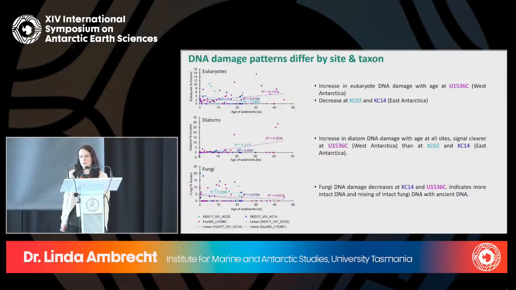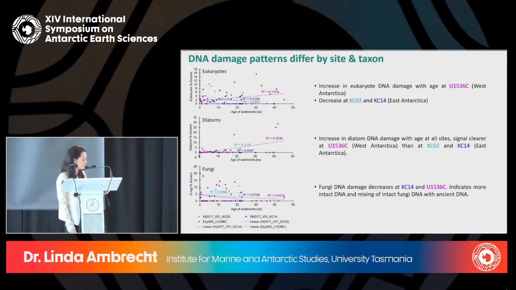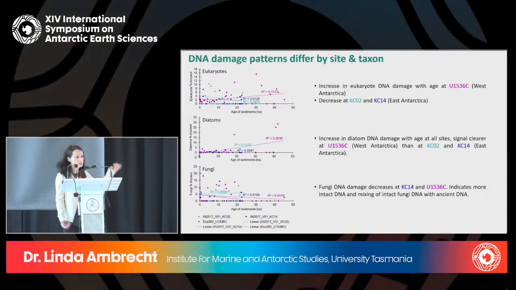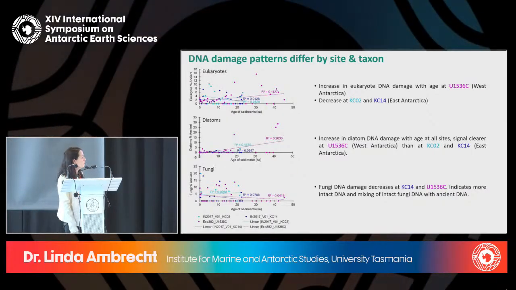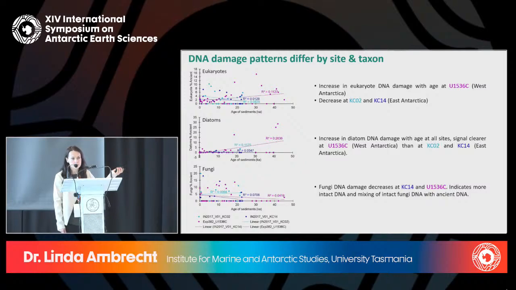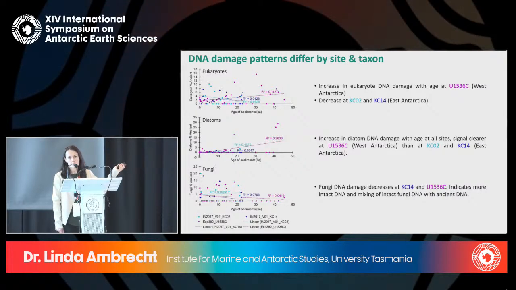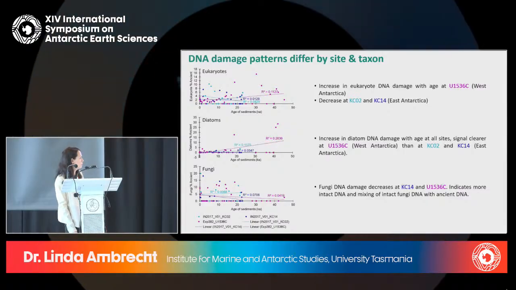And first of all, I've been looking at the damage patterns of all of the eukaryotes together. And what you would expect, of course, the deeper the sediments are, the older the sediments are, the more damage there is. But we only really found that at the IODP sites when we're looking at all the eukaryotes. In the East Antarctic, what we're seeing is a decrease in DNA damage with depth, which is really counterintuitive.